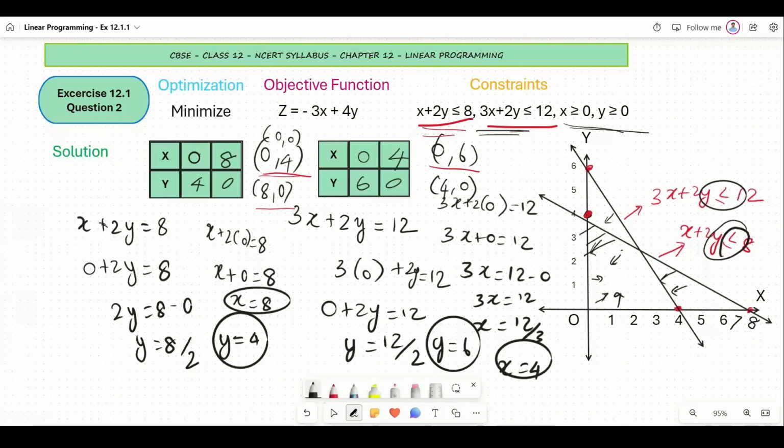So I would mark these 4 corner points, and this is the bounded area. This is one of the corner points, and this is one of the corner points. This is one of the corner points already marked, and this we can name. Now we can label them as A, B, and C. You can name them anyway you like. Using these corner points, we will now go and find out the Z value.